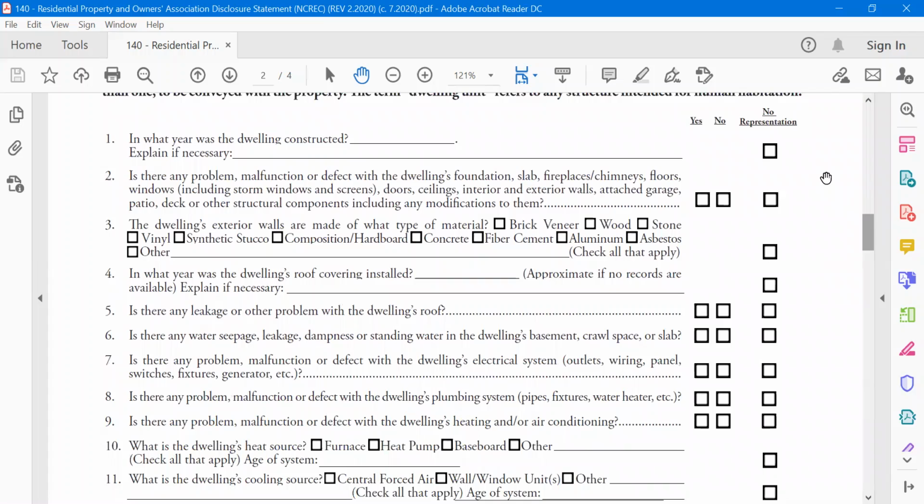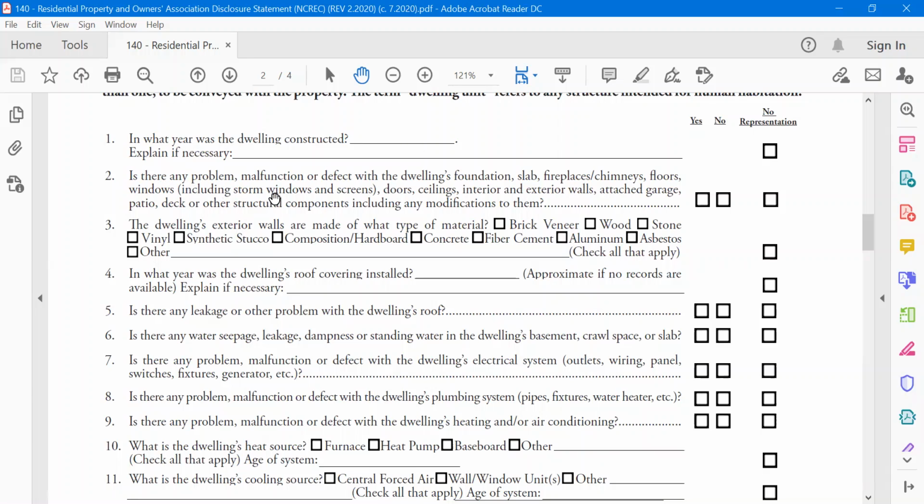As a seller filling out this form, you'll answer these questions to the best of your ability. You'll either check yes, no, or no representation for most of these items on this form. The seller has to accurately report this information to the best of their knowledge. Some of the questions on this form include when was the dwelling constructed? When was the house built? You'll put that answer in the blank in the form of a year.